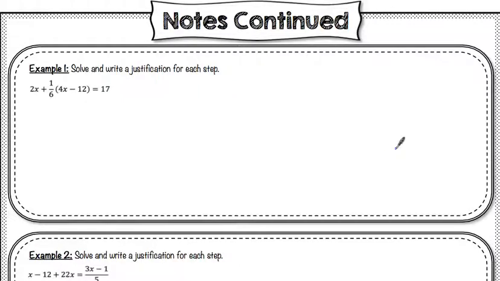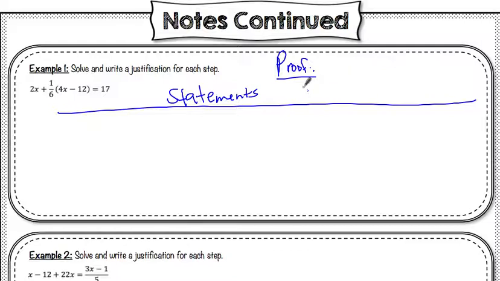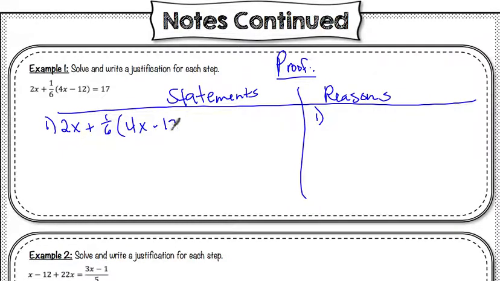Here's the first example. Okay, it says solve and write a justification for each step. So I'll start with, this is a proof, statements on one side and reasons on the other. Okay, so the first statement is you write down the equation. 2x plus 1/6 times 4x minus 12 equals 17. And the reason for that is it was given to you.